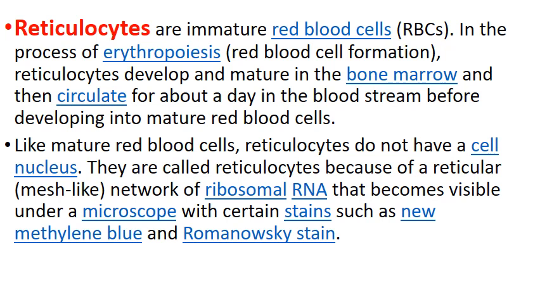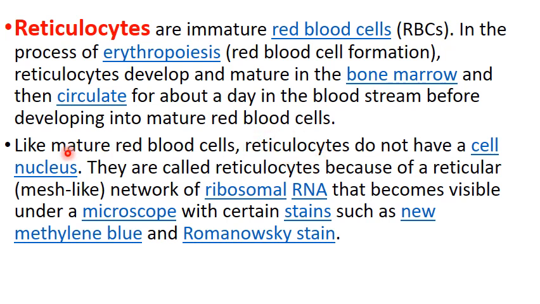In the process of erythropoiesis, red blood cell formation, reticulocytes develop and mature in the bone marrow, and then circulate for about a day in the bloodstream before developing into mature red blood cells. When there is an increase in reticulocytes, it means there is increased destruction of red blood cells, so there is increased production and formation of red blood cells in the bone marrow, and an increase in the number of reticulocytes in the peripheral blood.